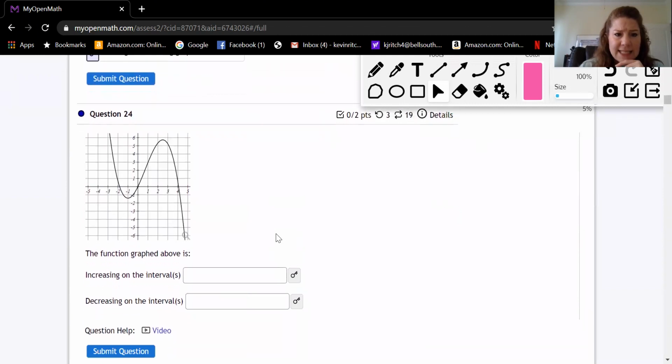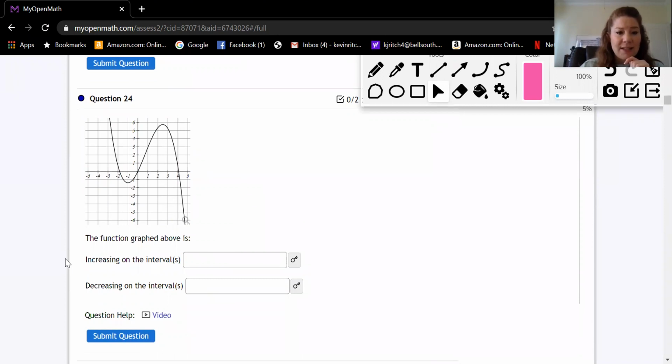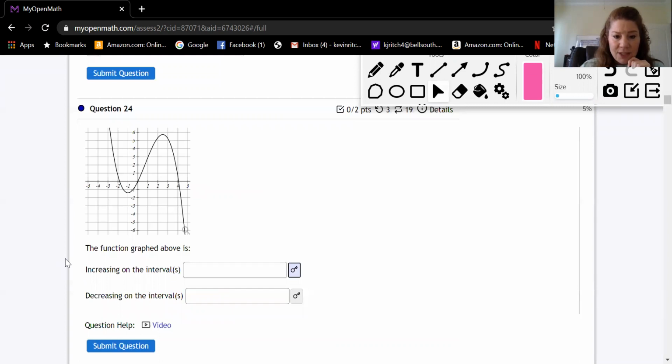All right, so when it's asking you about an increasing interval, remember that's when your graph is going up and to the right, and decreasing is when your graph is going down and to the right. So it only goes up and to the right in one place. So it starts at, when x is negative 1, up through 2.5. So it's increasing when x is from negative 1 up through 2.5. At 2.5, it starts turning again. So we go from negative 1 to 2.5.